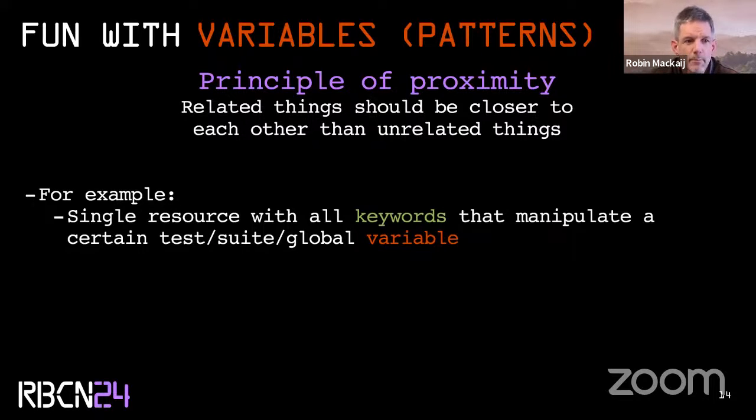So what we could do is have a single resource with all keywords that manipulate a certain test, suite or global variable. This is one way where you can ensure that a certain suite variable or global variable is manipulated. You can find all the keywords that do that, and you find them in one place. Principle of proximity. They are related. They should be as close together as possible.